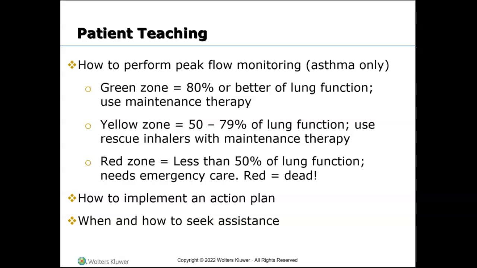Now, when they get to the yellow zone on their peak flow meter, that means they're anywhere between 50 to 80%. I always look at the bottom number, so I'm thinking 50% of my patient's lung function tells me they're going to be using more of their bronchodilators or rescue inhalers. So that's a problem, right?